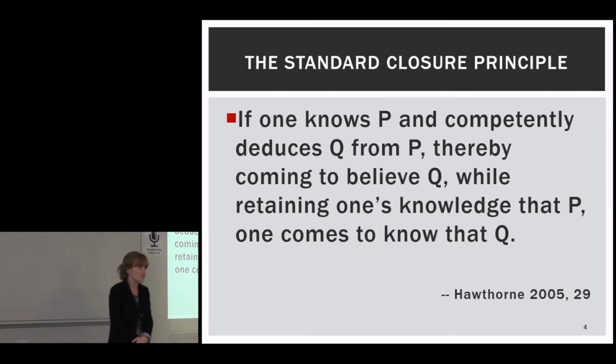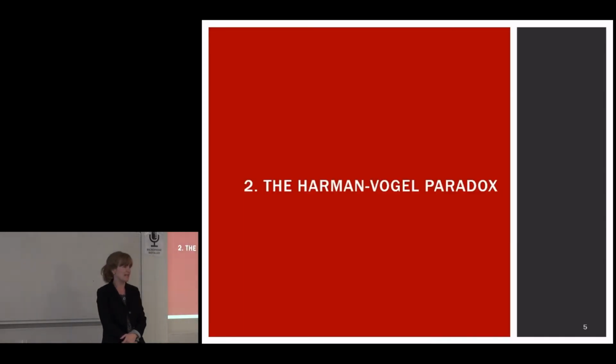Now, I've said this is a very attractive epistemological principle. The only reason why we've ever been driven to have doubts about it is, of course, that it can seem that embracing the principle, and in fact, I think, as a matter of fact, embracing this formulation of the principle, can lead you into trouble. The trouble has a name. I've given it the name the Harman-Vogel paradox.